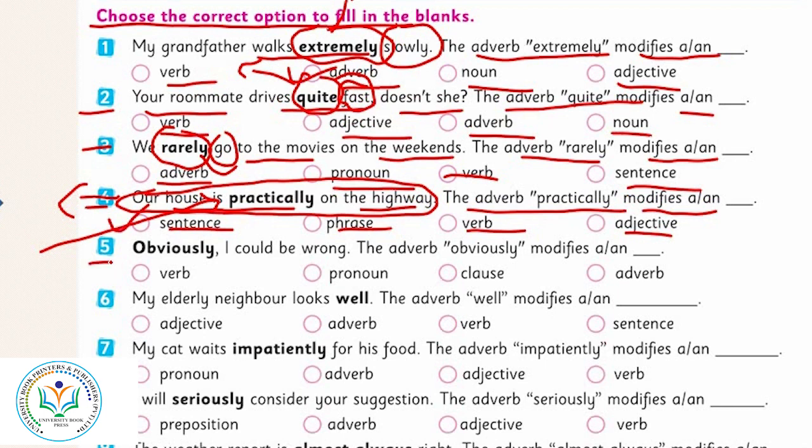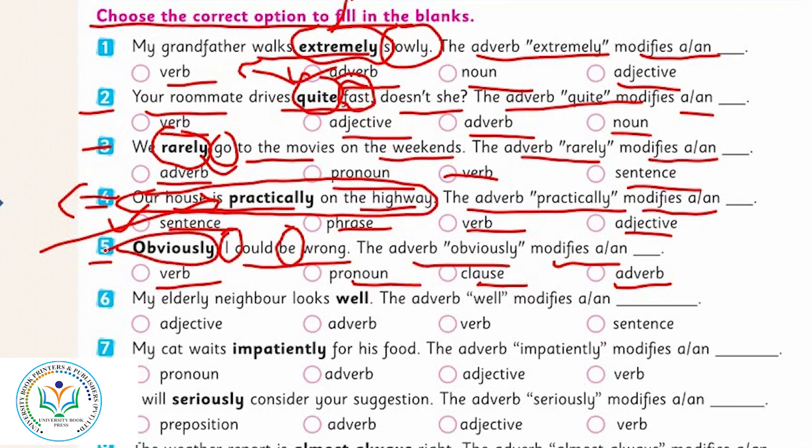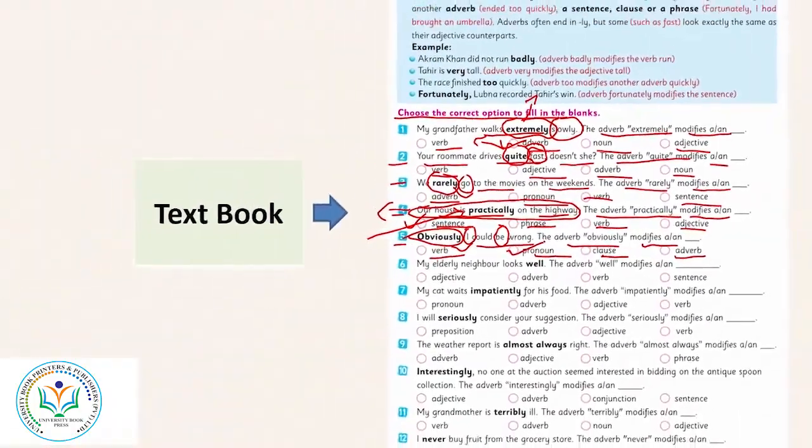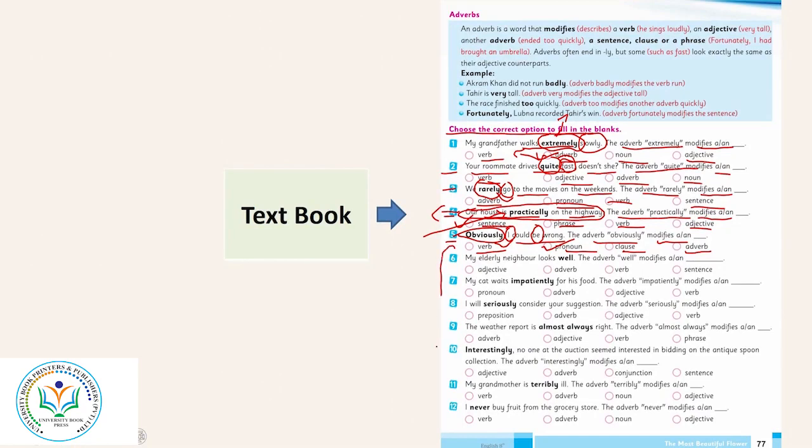The fifth one: obviously I could be wrong. What is the adverb obviously modifying? A verb, pronoun, clause or adverb. Now what is obviously modifying? The pronoun I. Here also we have no main verb, only an auxiliary and linking verb, but here I is a pronoun, and the adverb obviously is describing the pronoun I here. So the pronoun is the right option here. The rest of the sentences is your home task.